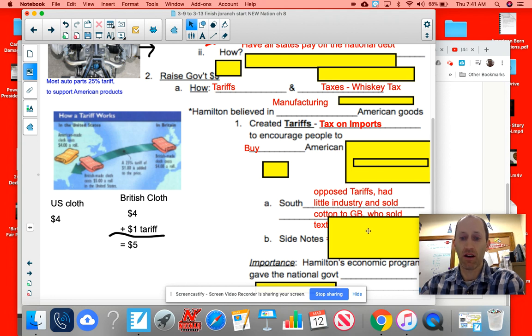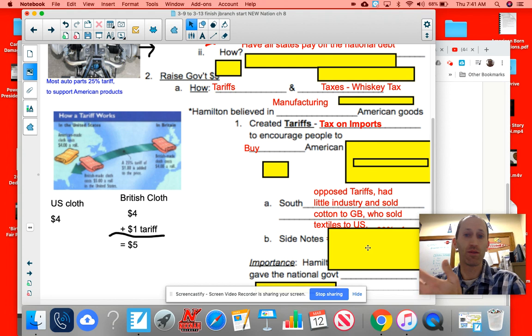They opposed the tariffs. They mainly opposed the tariffs because they had little industry themselves or ability to make or manufacture goods. And more importantly, they sold their cotton to Great Britain, who in turn turned that cotton into textiles to sell to the United States. So get this. With these tariffs, the South would be hurt. So the South absolutely hated this plan. Okay? Let's talk about how it hurt the South.